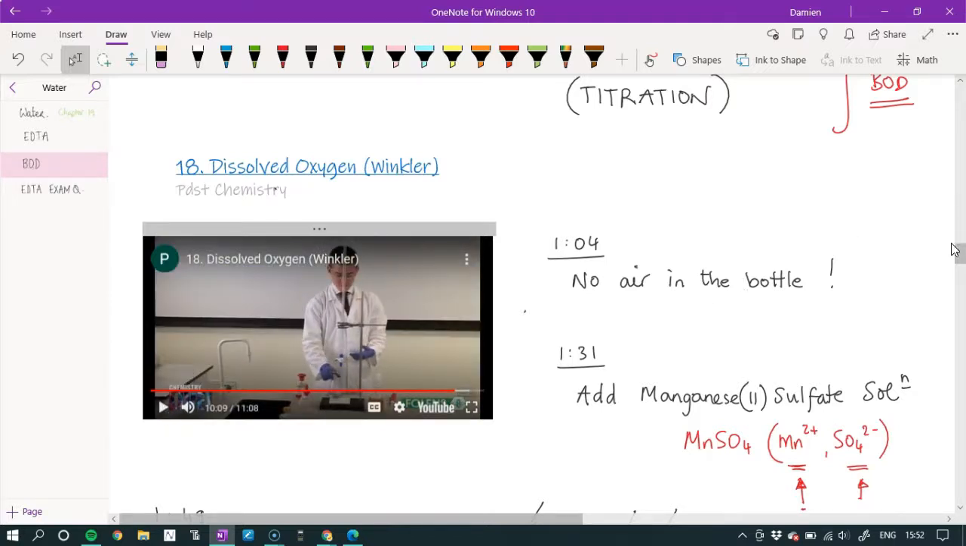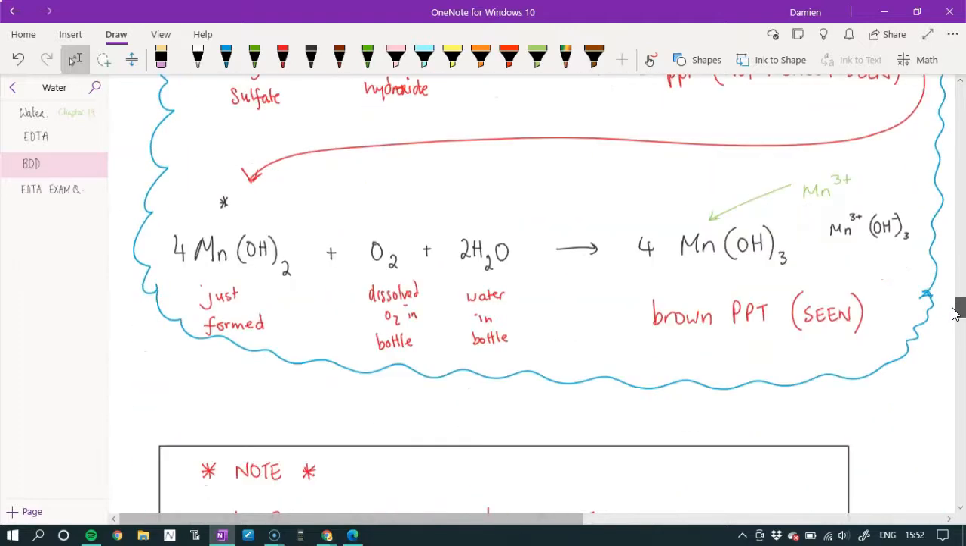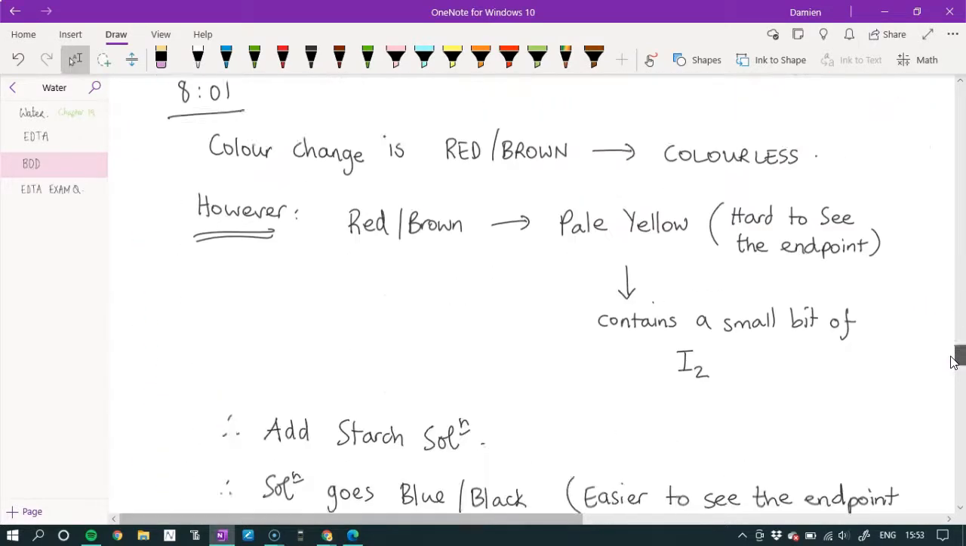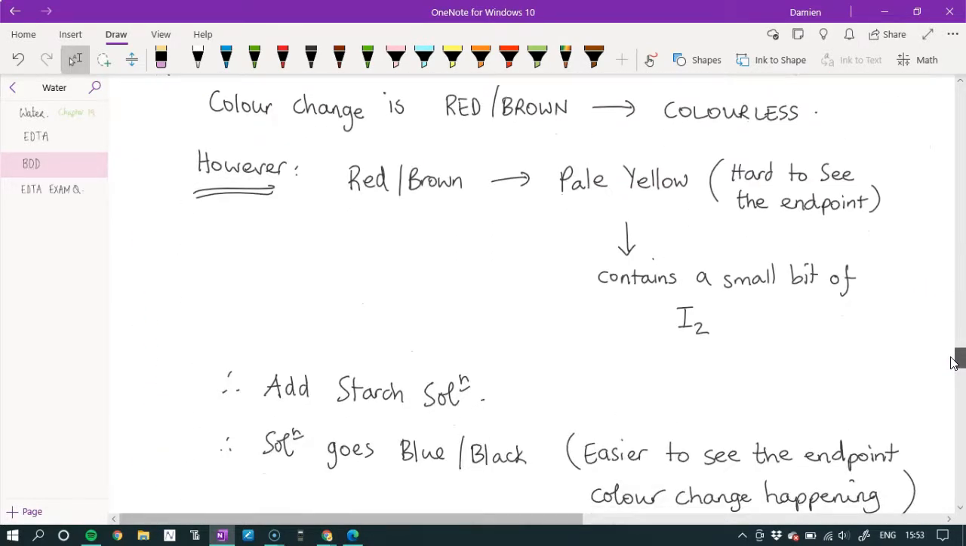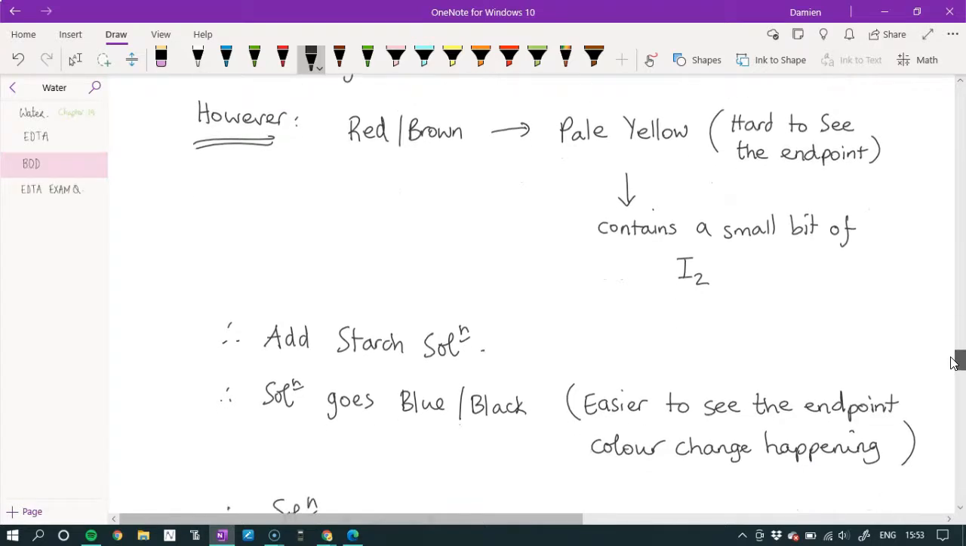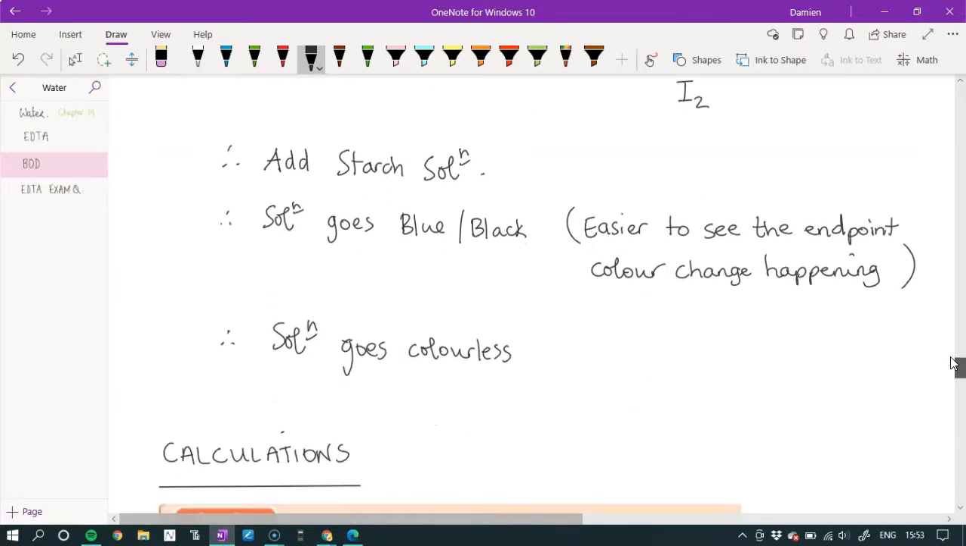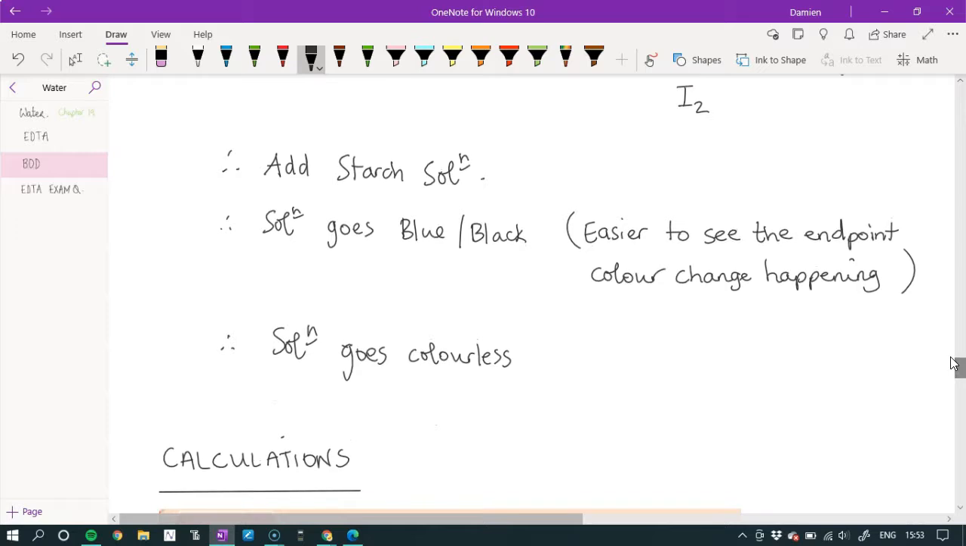And that covers the end of that particular part of the titration. So let's have a look at the last little bit here. What you're going to have is the colour change is red to brown to colourless. However, red to brown goes to pale yellow first. It's hard to see the end point. It contains a small bit of I2. You're going to add some starch solution and the solution goes blue-black. The solution then goes colourless. And that's pretty much the end of the practical part of the experiment.